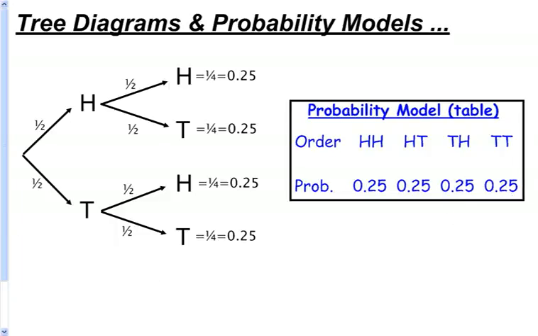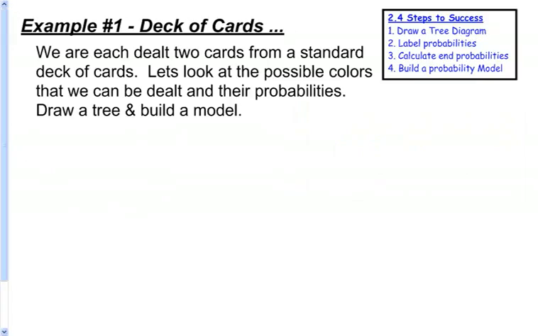Now, we'll take a look at one more example here and do these things in order. We'll build a tree diagram. That's going to be our first step, draw a tree diagram. Then we'll label the probabilities. We'll calculate the ends, and we will construct a probability model.